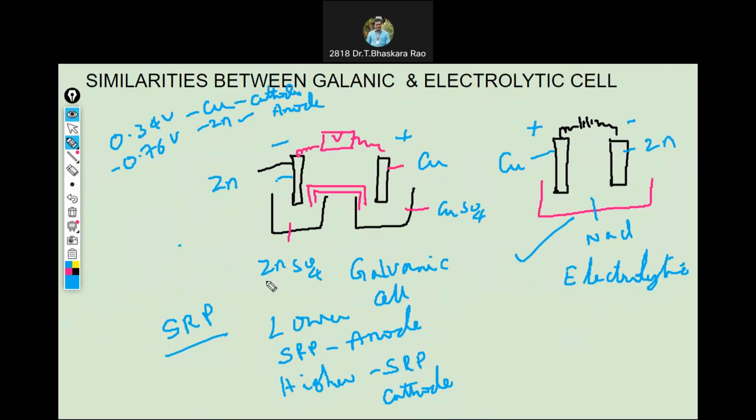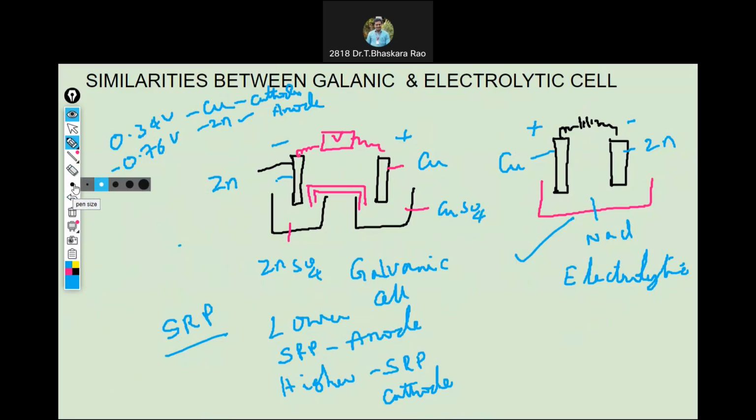That is a very, very important thing while you are understanding electrochemistry or the galvanic cell. Whereas in the electrolytic cell, we need not bother about the SRP values. What electrode you are connecting to the battery, that depends upon the terminal of the battery only. So this is an important point.